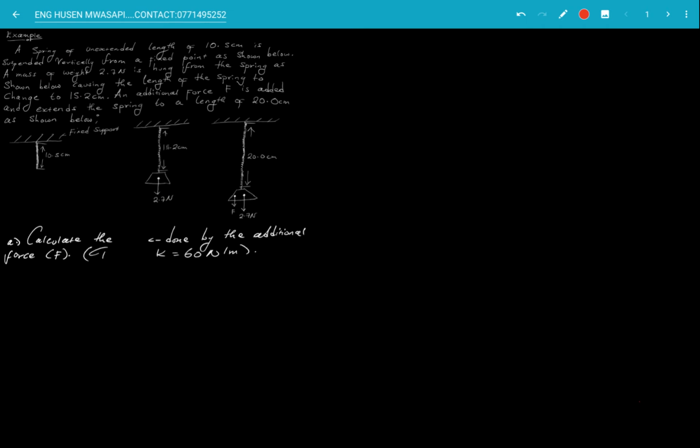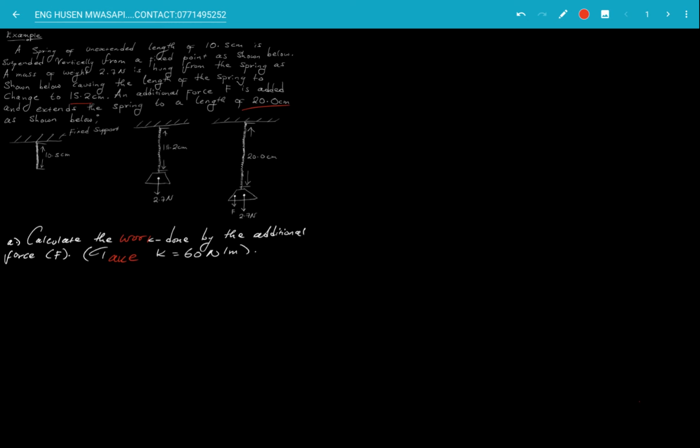Suppose we have this example: a spring of an extended length of 10.5 centimeters is suspended vertically from a fixed point as shown below. A mass of weight 2.7 is hung from the spring as shown, causing the length of the spring to change to 15.2 centimeters. An additional force F is added and extends the spring to a length of 20.0 centimeters. As you can see below, now calculate the work done by the addition of force, and take the spring constant K to be equal to 60 newtons per meter.